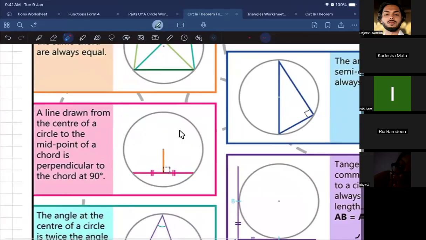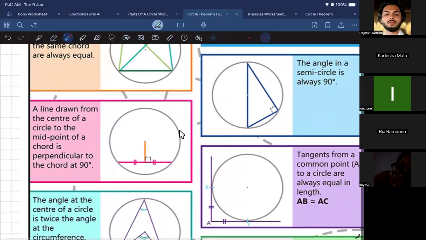Second one. A line drawn from the center of a circle to the midpoint of a chord is perpendicular to the chord at 90 degrees. Perpendicular just means 90 degrees. That's all, right, guys? This one hardly ever comes, but it's self-explanatory. I don't think it's that hard to understand. I'll give you an example real quick. Right, so let's just say you have a chord over here.